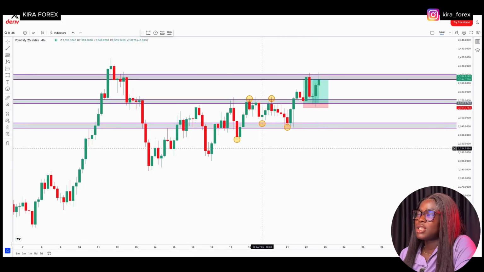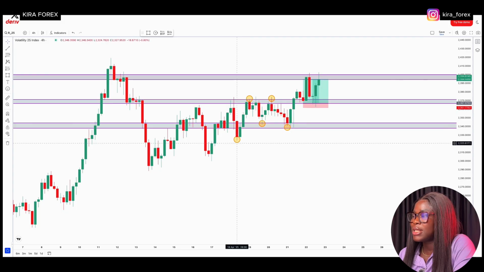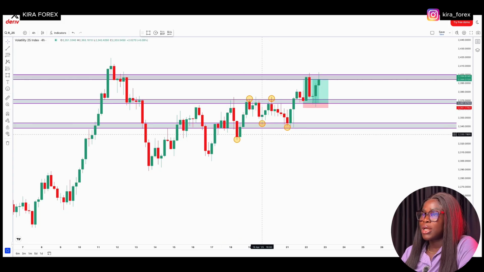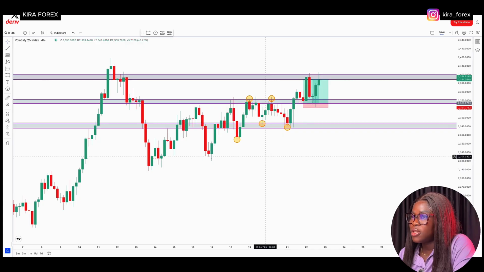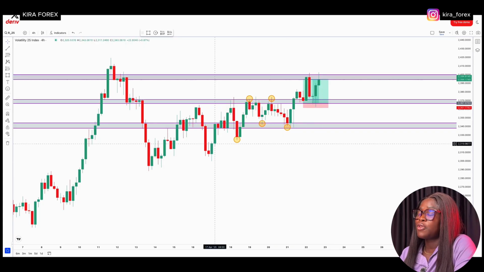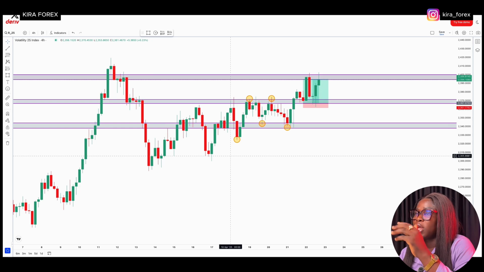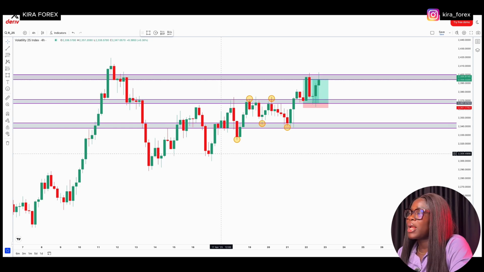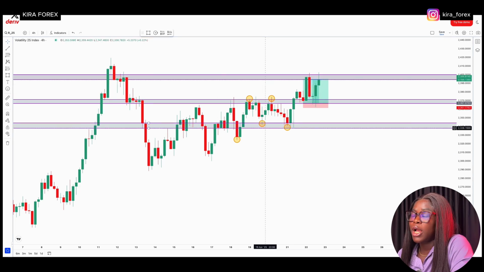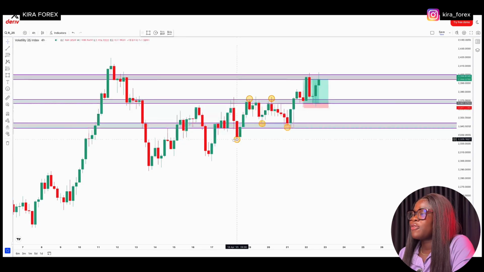I started the analysis on the 4-hour time frame. Usually I start my analysis on the monthly time frame, looking for structure. When it comes to synthetics, it starts from daily, which is 24 hours, then we have 8 hours, we have 4 hours, down to 1 minute. All right, so depending on the kind of trader you are. So I started from the 4-hour.